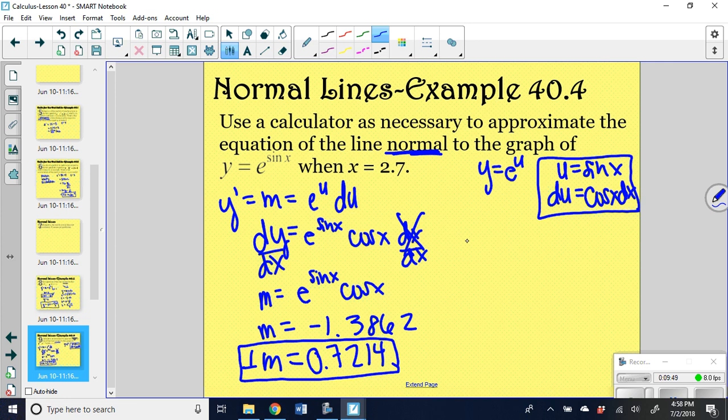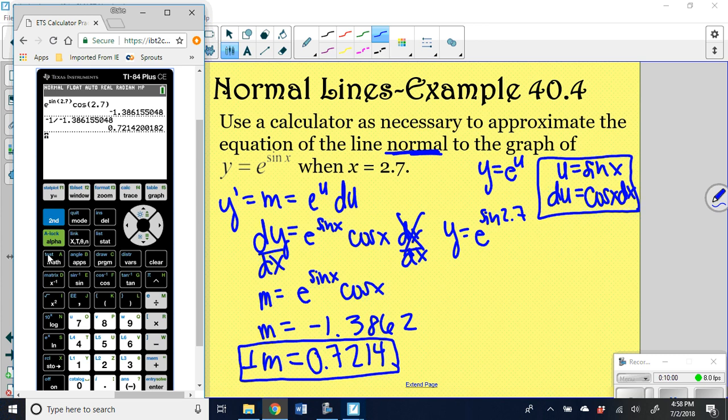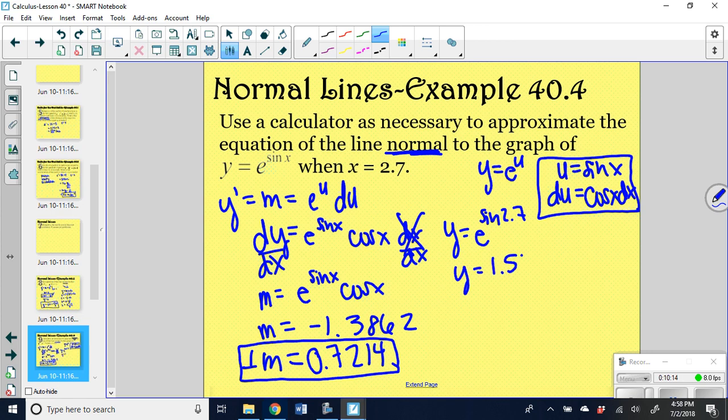From here, we're going to go back and find our y value. So to find our y value, we're just going to do e to the sine of 2.7. So e to the sine of 2.7 gives you 1.5332. Okay. From there, we're going to plug it into y equals mx plus b.